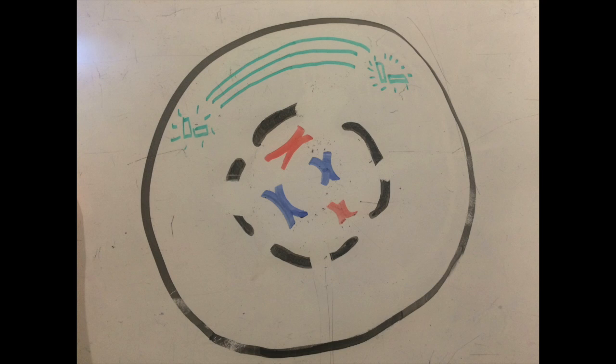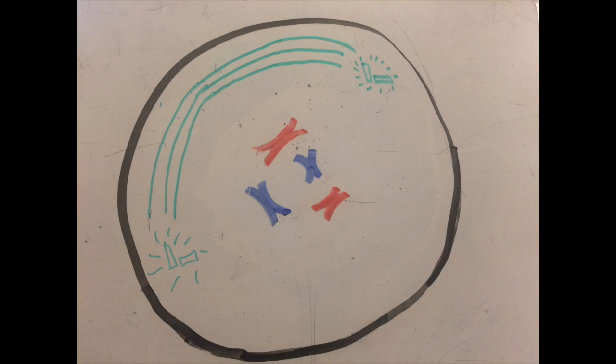The centrioles are continuing to move to their opposite poles, and the nuclear envelope is continuing to disappear. We see that the chromatin has turned into the shortened and thickened chromosomes, which are double-stranded and held together by centromeres. At this point, we can see that the nuclear envelope has completely disappeared, and the centrioles, also known as asters, have almost made it to their opposite poles.